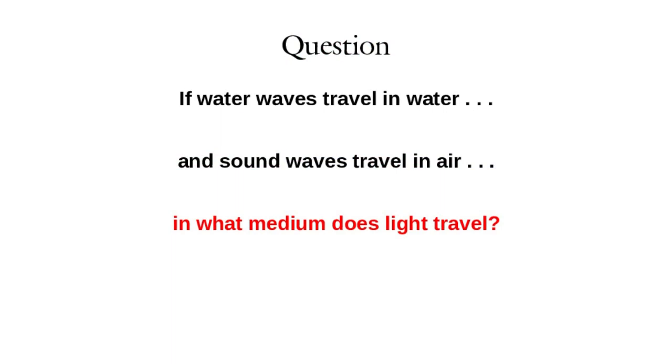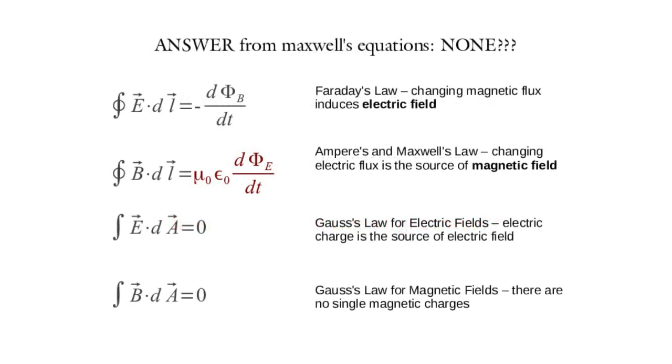All right, so here's a question. If water waves travel in water, that is, they're a displacement of a medium, and sound waves travel in air, that is, they're a displacement of a medium, air, then what the heck does light travel in? Because Maxwell's equations describe free space. There's no matter there. There's no charge. No electrons. There's nothing. So what the heck are the electromagnetic waves traveling through to propagate from point A to point B?